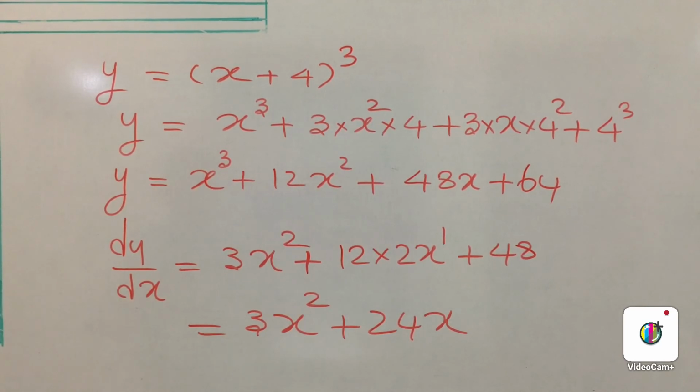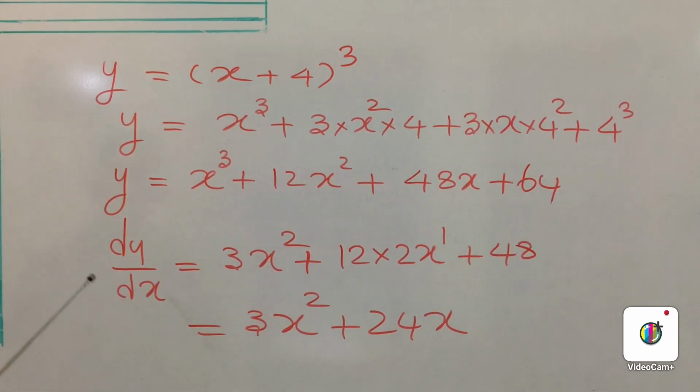Finally, we will see this question, y equals (x + 4) whole cubed. Now you should expand this (x + 4) whole cubed. When you expand this, x cubed plus 3 into x squared into 4, plus 3 into x into 4 to the power 2, plus 4 cubed. This is the expansion of (x + 4) whole cubed. Now you can simplify this, x cubed. Here 3 into 4 is 12x squared. This one, 3 into 4 squared is 48x. 4 to the power 3 is 64.